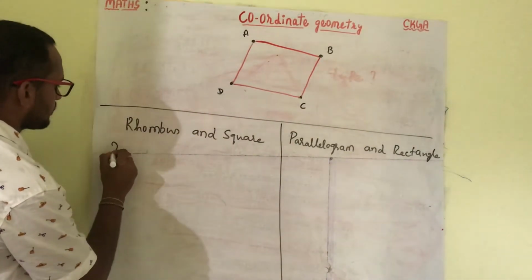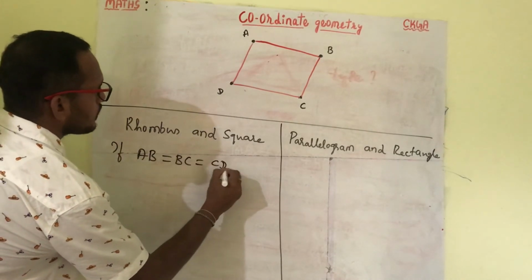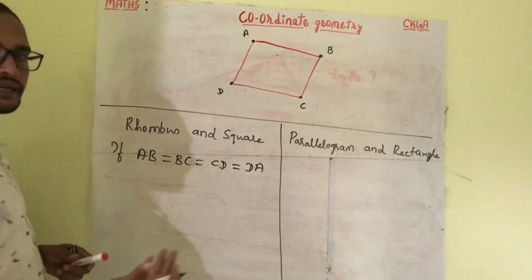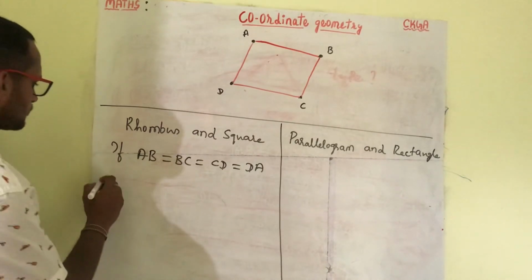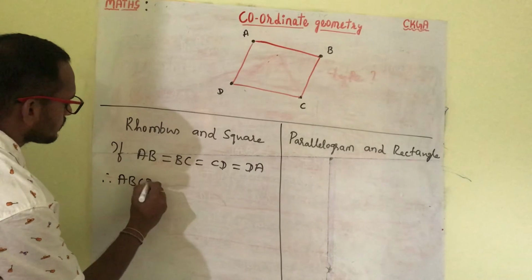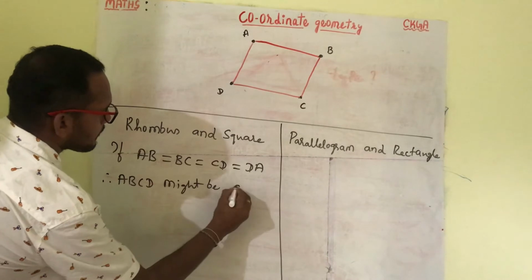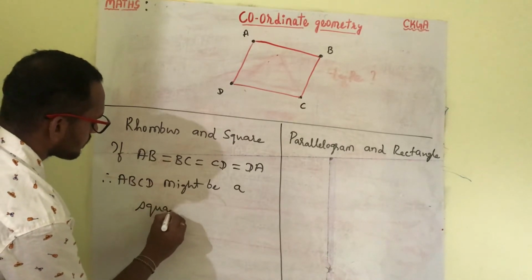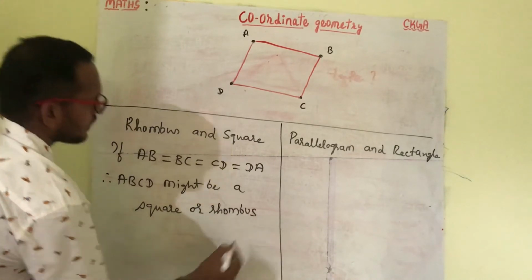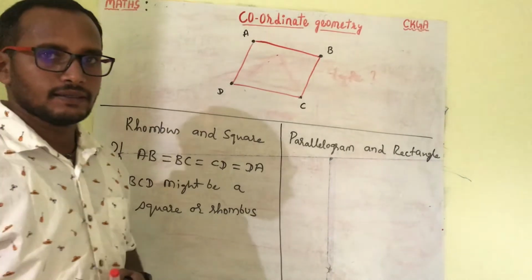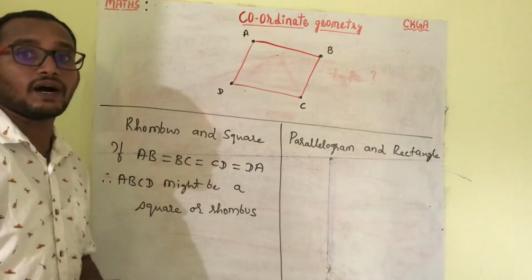So if AB is equal to BC is equal to CD is equal to DA. After finding four different lengths, you will come to the conclusion AB equals BC equals CD equals DA. Therefore, ABCD might be a square or rhombus. You can't conclude whether it's a rhombus or a square in particular, except one simple property will help me categorize whether the given quadrilateral is a square or a rhombus.